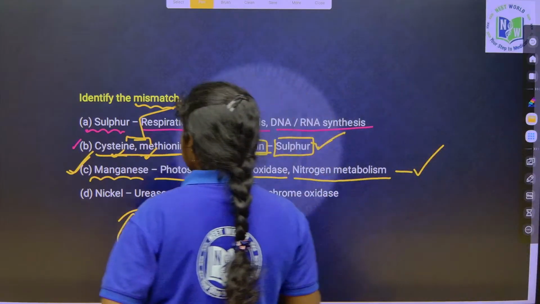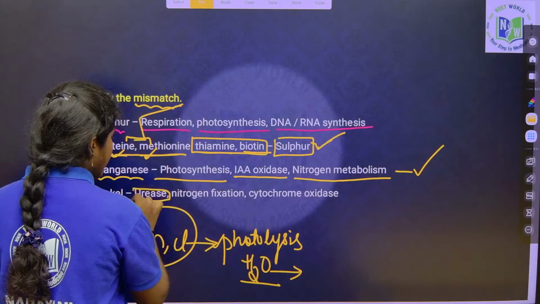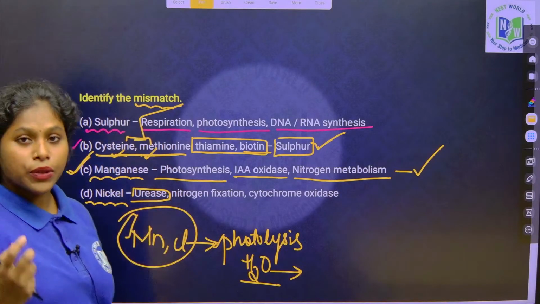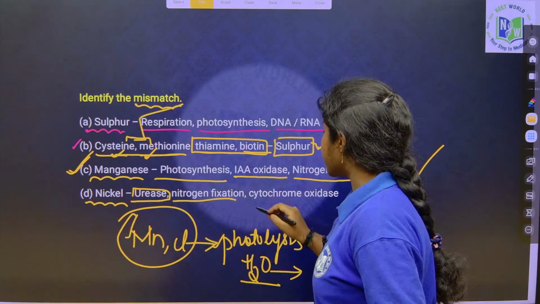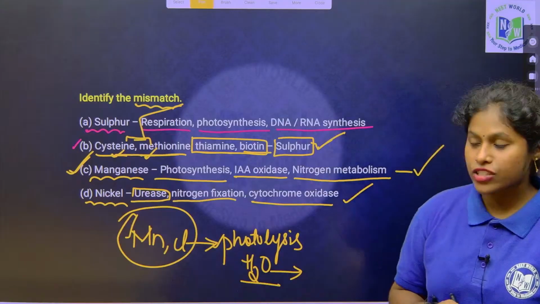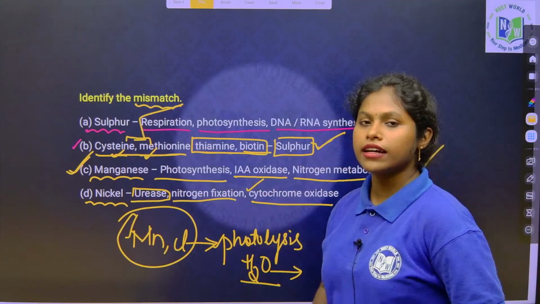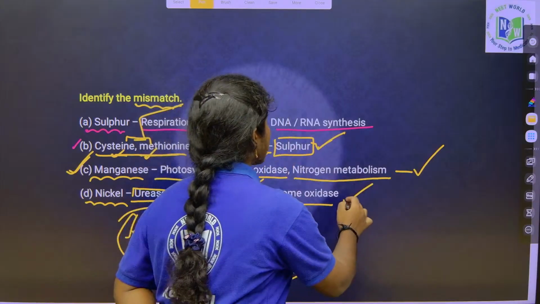And coming to nickel. So nickel has urease. For the activation of the urease enzyme, nickel is required, and it helps in nitrogen fixation and cytochrome oxidase for the redox reactions. These are the elements present in it. So this is also a correct statement.